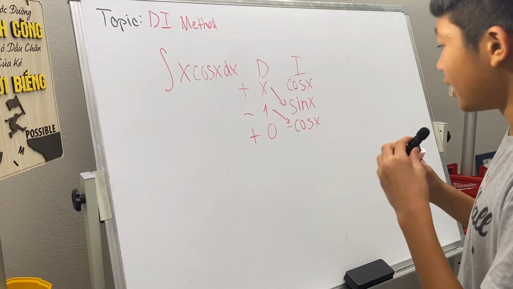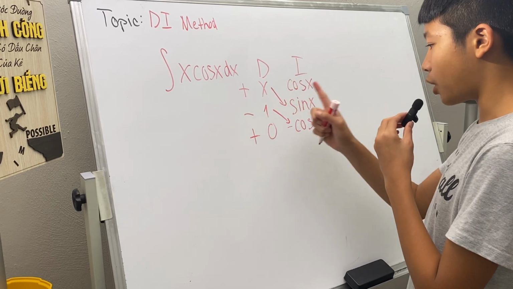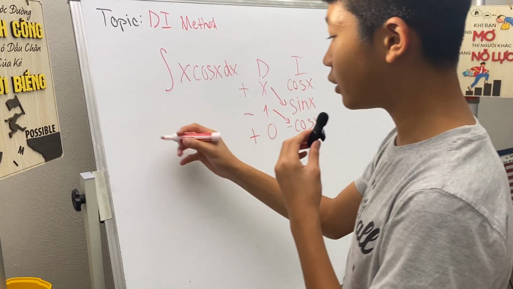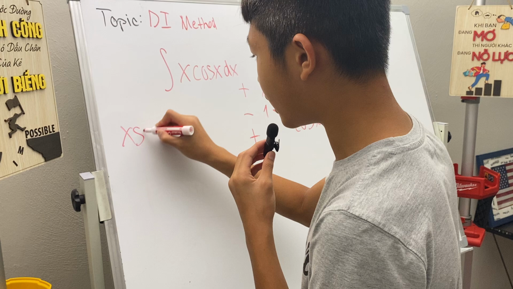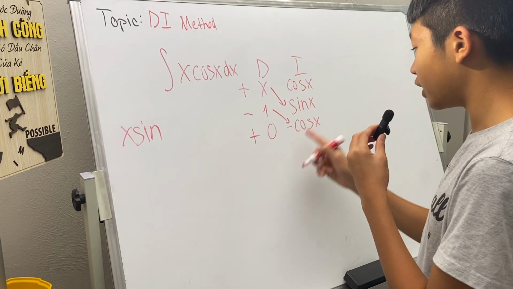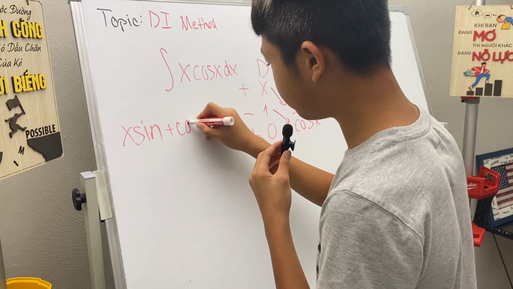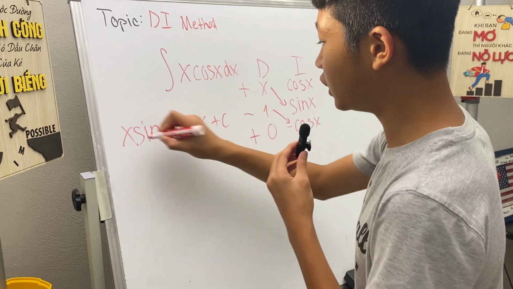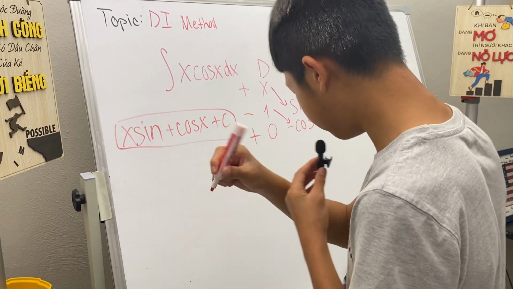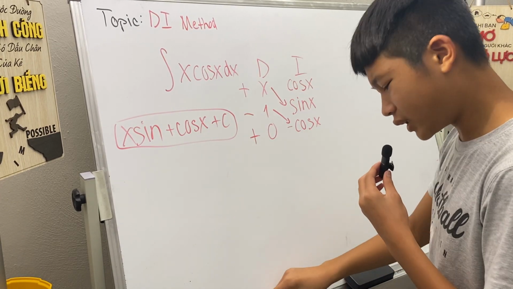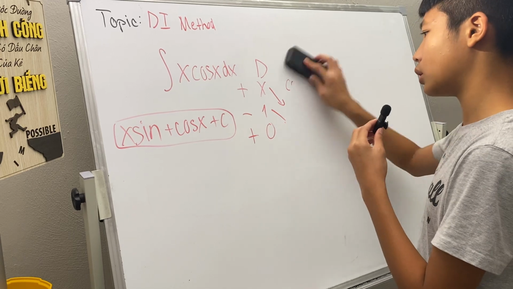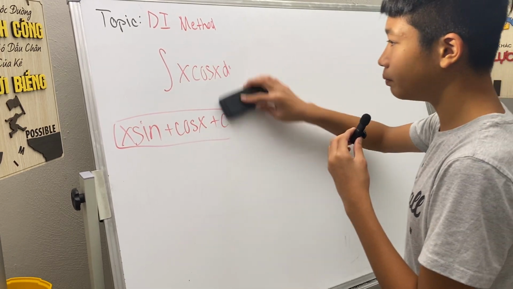So the first part is x sine x, plus cosine x. Negative, negative, positive. So like this. Don't forget the plus c. And we are done. That's it. It's pretty simple. It's not that hard.